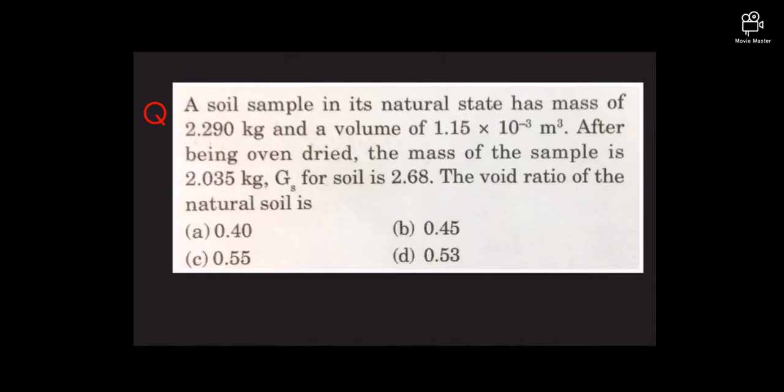Next question. A soil sample in its natural state has a mass of 2.29 kg and a volume of 1.15 into 10 raised to minus 3 meter cube. After being oven dried, the mass of the sample is 2.035 kg. Specific gravity G for soil is 2.68. The void ratio of the natural soil is what?